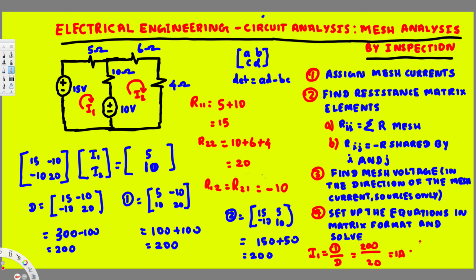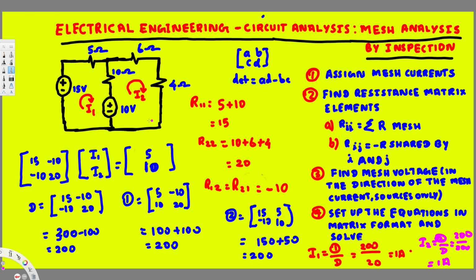And to find I2, same approach. Whatever determinant we get from swapping with the second column, that's 200. So this is going to be D2 over D. So this is going to be 200 over the original determinant, that is 200. So this is also 1 ampere. So we found these two mesh currents. The first mesh is 1 ampere, also the second mesh is 1 ampere.